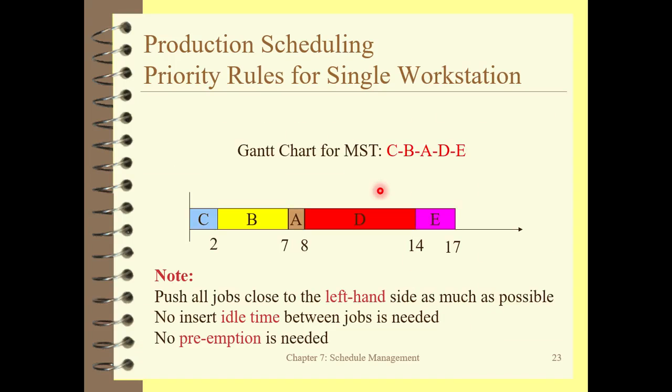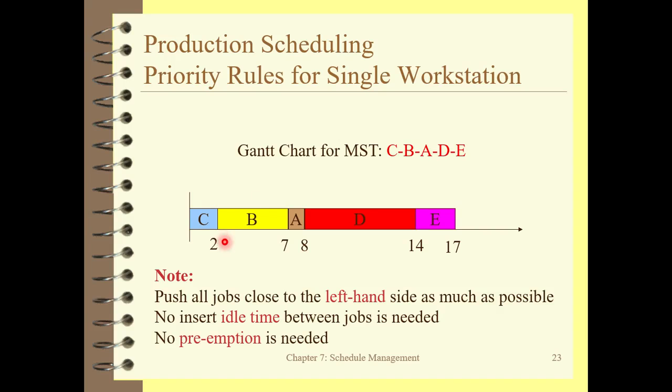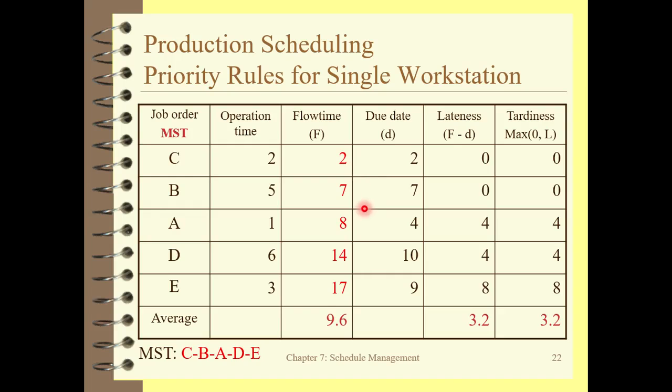For the MST, the Gantt chart is CBADE. Put it here, CBADE, and then the operation time. And for the flow time, just copy it from the Gantt chart: 2, 7, 8, 14, and 17. And put the due date here. And compute lateness. 2 minus 2 is 0. 7 minus 7 is 0. 8 minus 4 is 4. 14 minus 10 is 4. 17 minus 9 is 8.